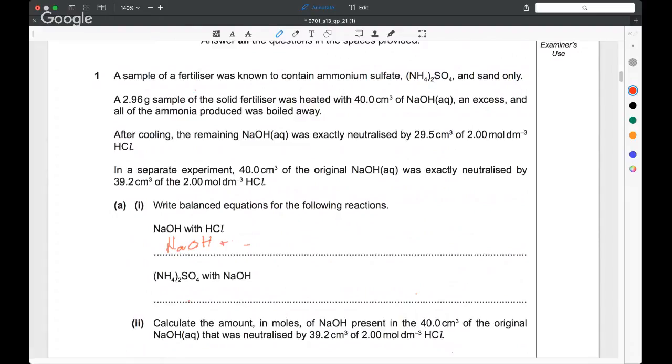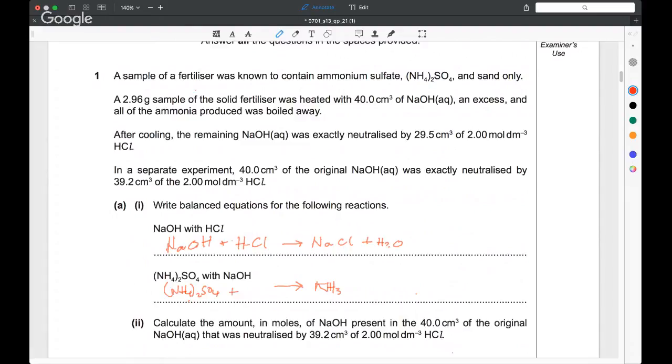NaOH plus HCl. That's going to make a salt and water. Easy one to start with. Next one, you've got an ammonium salt and sodium hydroxide. You know that with ammonium salts, when you warm them with sodium hydroxide, you always release ammonia gas. So that's going to be happening over there. Here's the ammonium salt, ammonium sulfate.